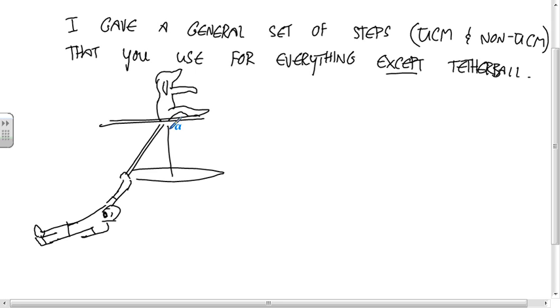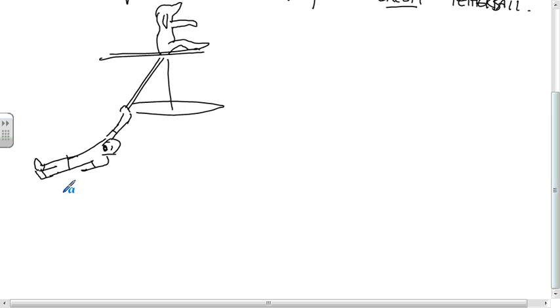So what I'm going to do today is one example problem, and then I'm going to give you the specific steps for tetherball problems, and then we'll do a couple more examples, and then non-uniform circular motion after that. Okay, so this is tetherball. It's different than you remember it as a kid.